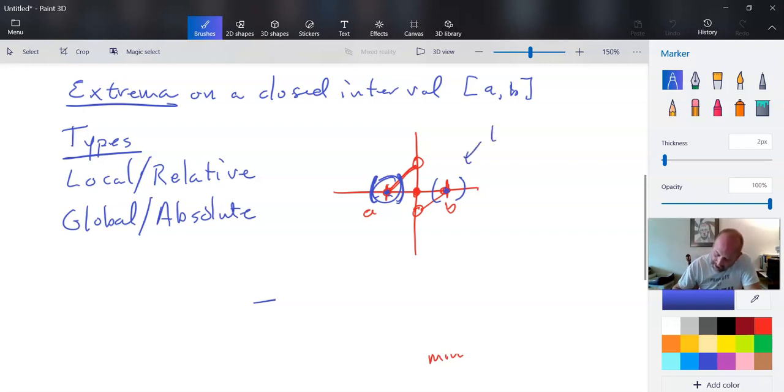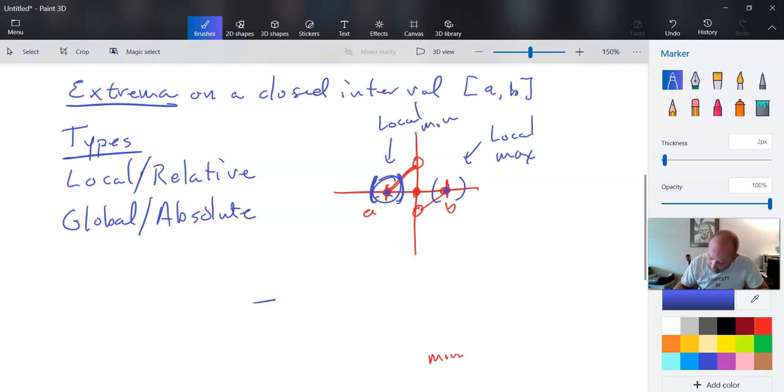So I have a local max and I have a local min, but that's it. I don't have anything global. If you're going to guarantee that there's a global max or a global min, you have to have a continuous function. There may be a global max or global min, but to guarantee it, it has to be continuous.